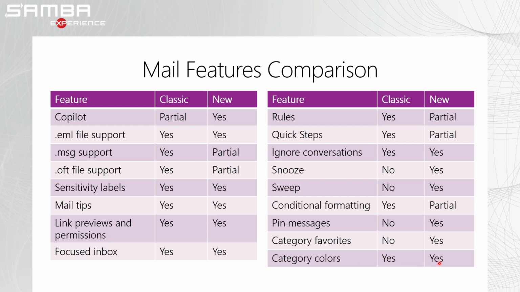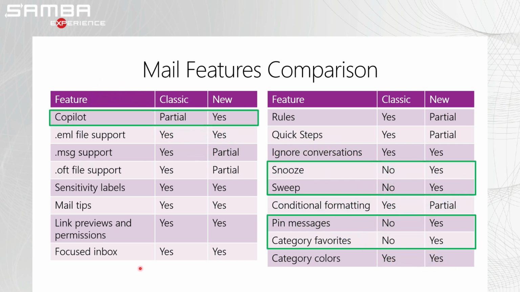Category colors, I mentioned this already. And I want to focus on differences. There are features that are better or unique in new Outlook, like Copilot implementation is more advanced. We have snooze and sweep, that are actions that allow you to filter your messages. You can also pin messages, very interesting feature. And category favorites is unique to new Outlook.